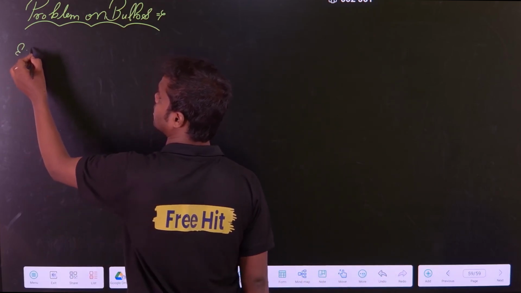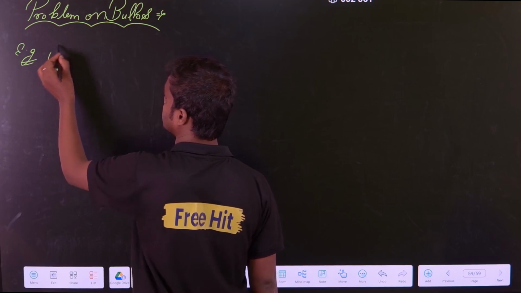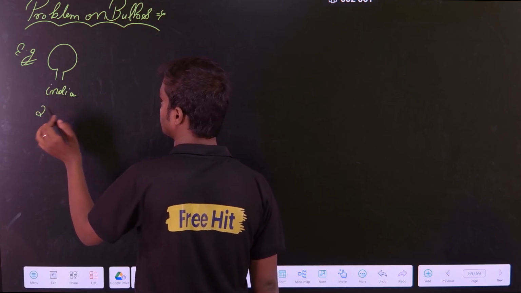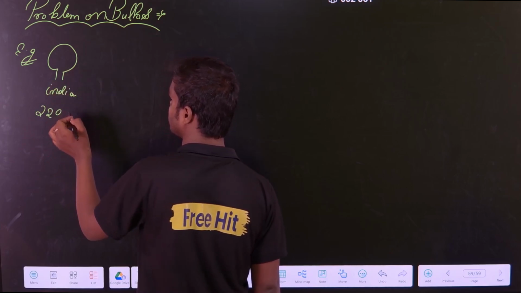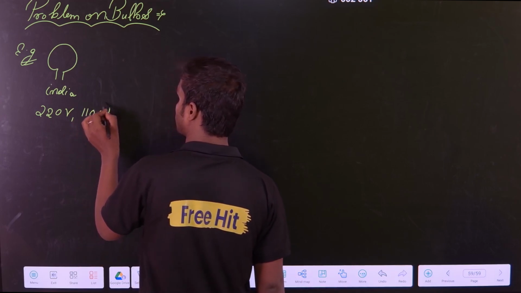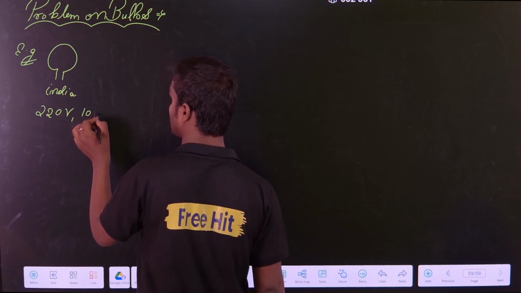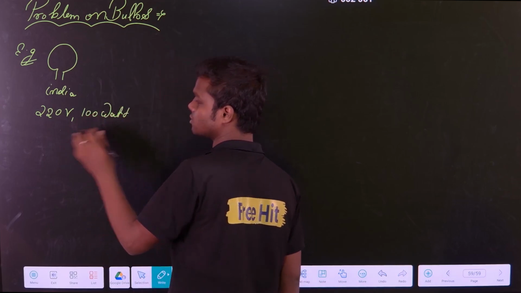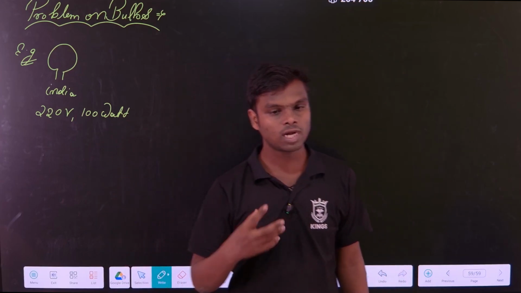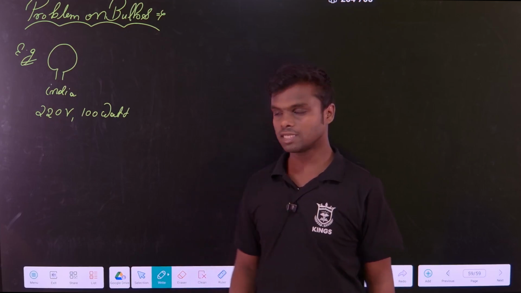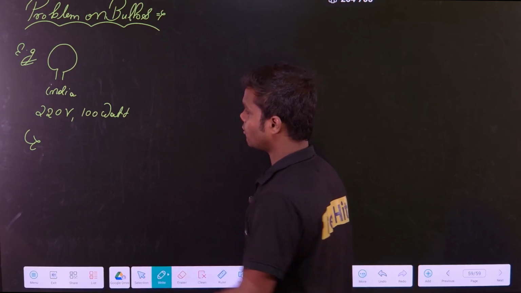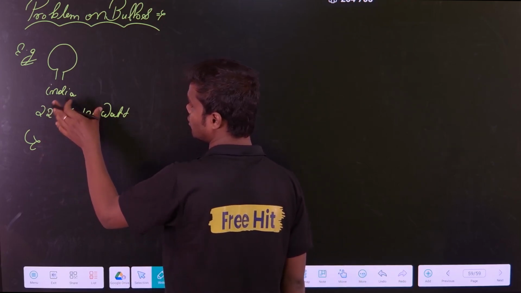Let us start with one example. Suppose I have a bulb, and this is in India. Suppose here we have a rating. The rating of this bulb is 220 volt at 100 watt. So what is the meaning of this? What do you understand from this line? First you have to tell me. If I am writing 220 volt at 100 watt, what do you understand from this line? This is called the rating of that bulb.